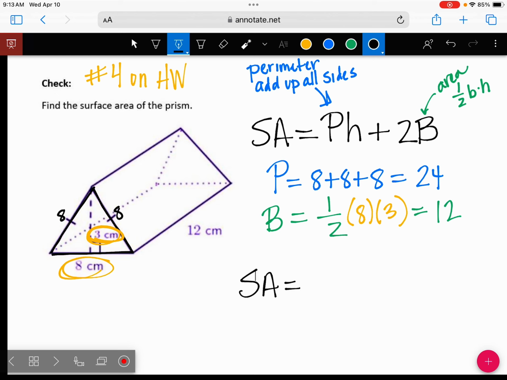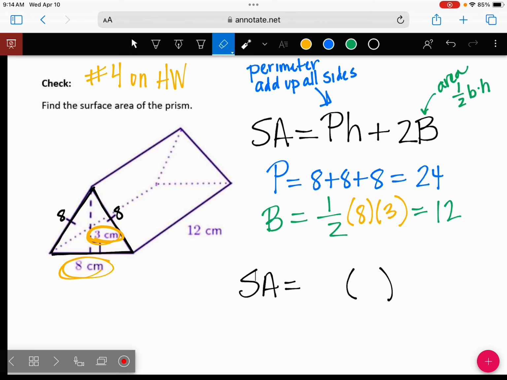So the surface area is going to equal capital P. And what's capital P? What do we figure out the perimeter was? 24. We're going to multiply that by the height. So the height is how tall the prism is. Remember, this is a prism because it has a triangle at the top and the bottom. Both ends have a triangle. The height is how long. So the height is 12. So 12 would go here.